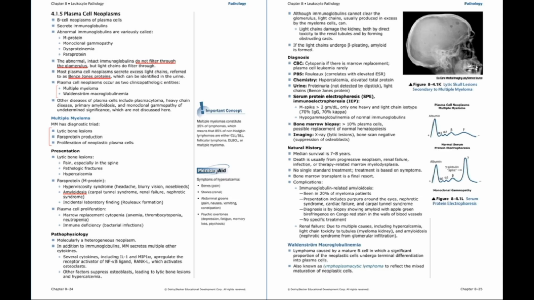Several cytokines, including IL-1 and MIP-1 alpha, upregulate the receptor activator of NF-kappa B ligand, RANKL, and that activates osteoclasts. The osteoclasts obviously are osteolytic, which together with other factors that suppress osteoblasts leads to the lytic bone lesions and hypercalcemia. In the right column note, how would a hypercalcemic patient present? And we see a nice list of how those patients are going to present to their attending physician.